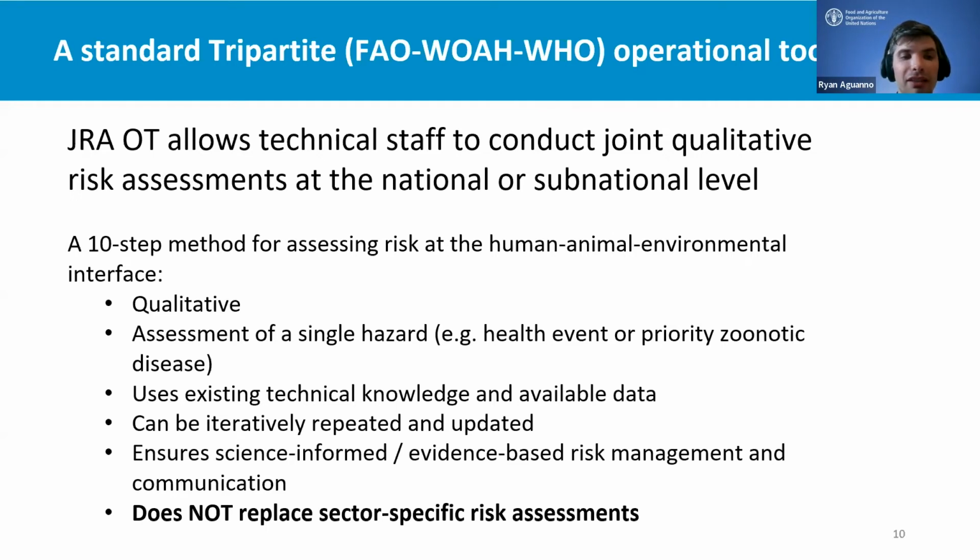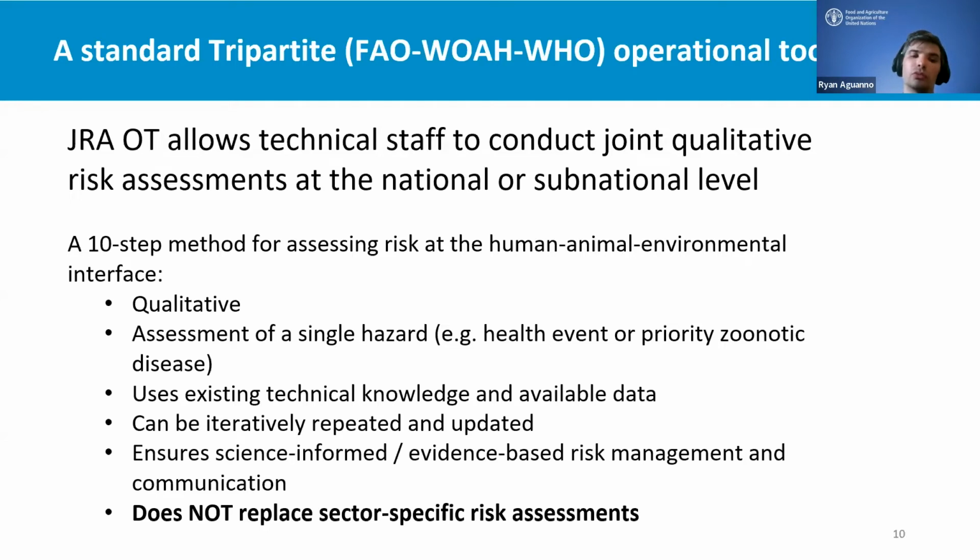The way it works is that it's an assessment of a single hazard at a time, and it uses existing technical knowledge and available data. And so that means that you can bring your unisectoral assessments, if they've been performed on that hazard, to a joint risk assessment, and that will come up in some future slides. It can be iterative, so it can be repeated and updated. So it's not necessarily a rapid risk assessment as Dilys covered as another methodology, but we see this being done iteratively when new data is made available, though it can be done quite quickly due to its somewhat simplistic nature.